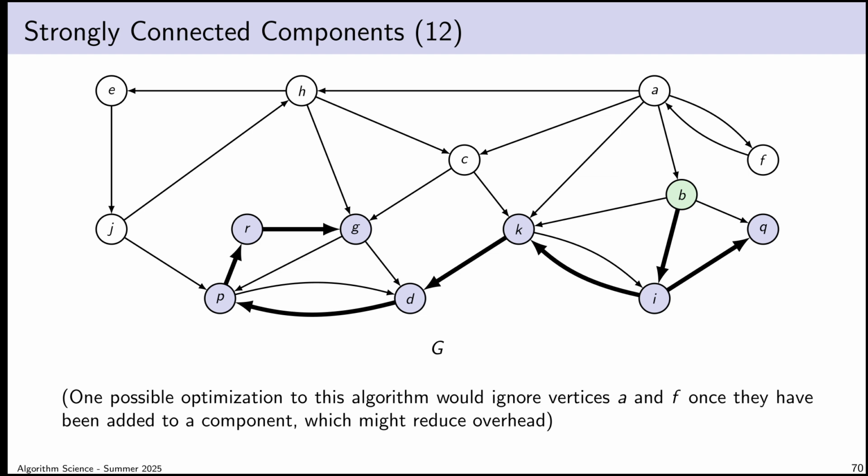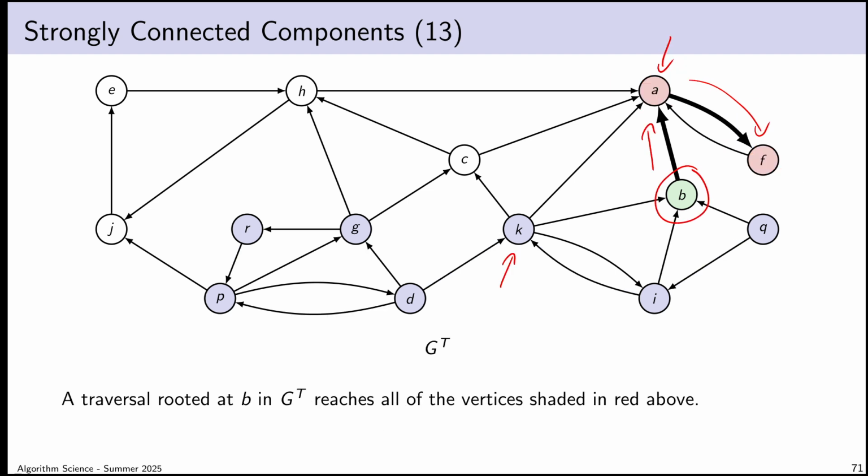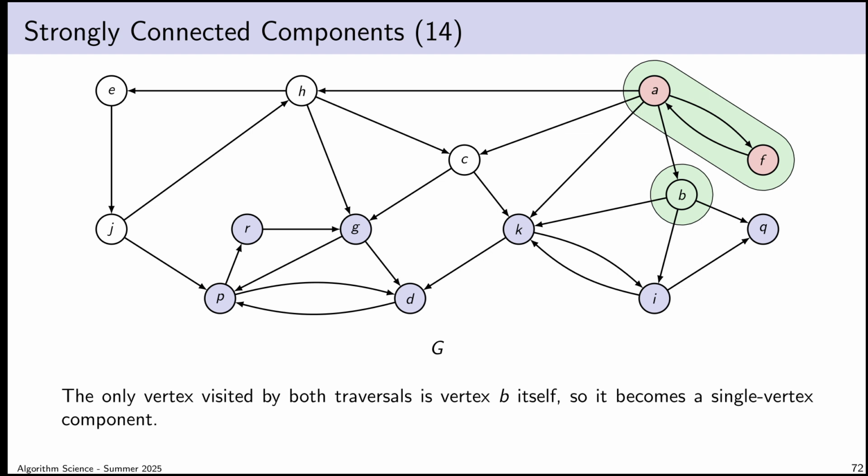But if I actually wrote the code for this, I already put A and F into a component, and so I could mark them as permanently off limits and just never bother visiting them again. They're never going to be added to another component, but I could mark them as off limits so I don't waste time traversing them, as you'll see I have done here. So I actually am traversing A and F, even though they've already been consumed by some component. If I mark them as off limits, it turns out asymptotically nothing changes, but it might be a good way of speeding some stuff up in practice. Okay, so vertex B ends up getting added to a component all by itself.